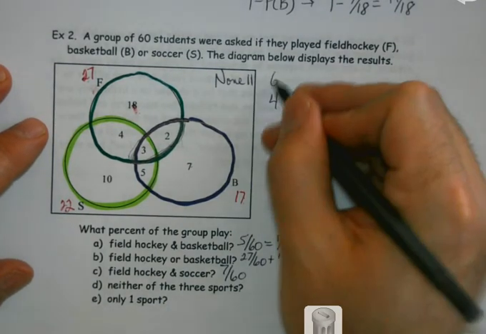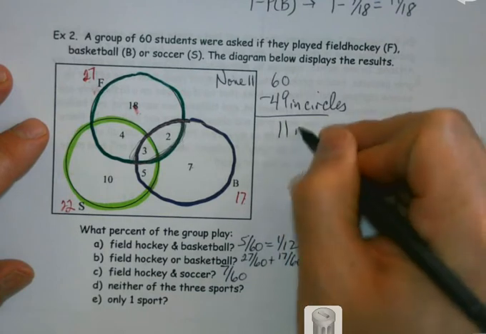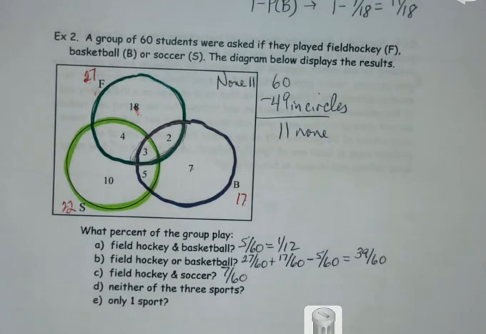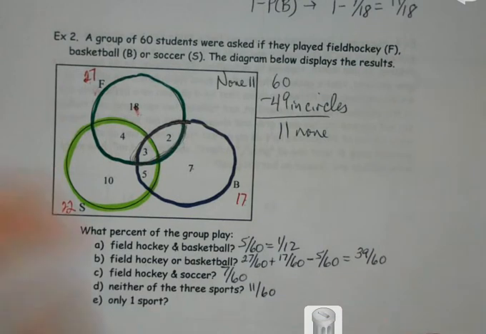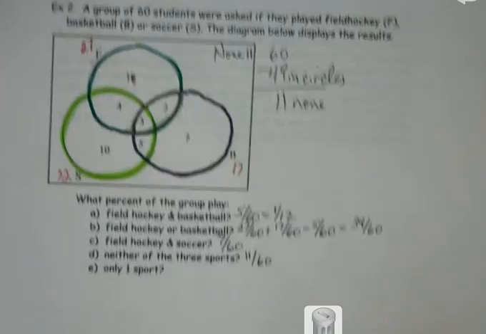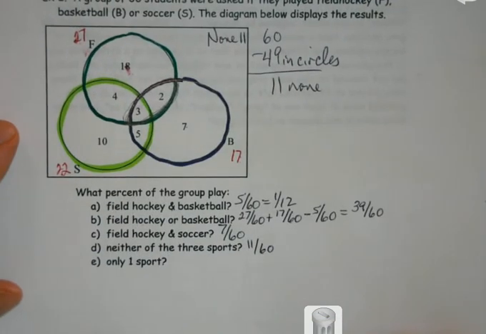And I know there's 60 total. And that's where my 11 of none come from. So sometimes we even have to come up with numbers that aren't in there. Amazing. And then how many only played one sport?